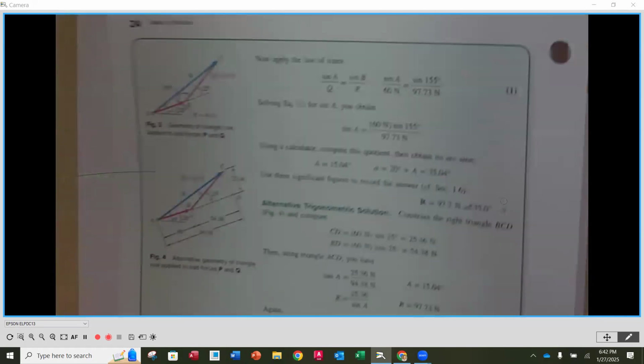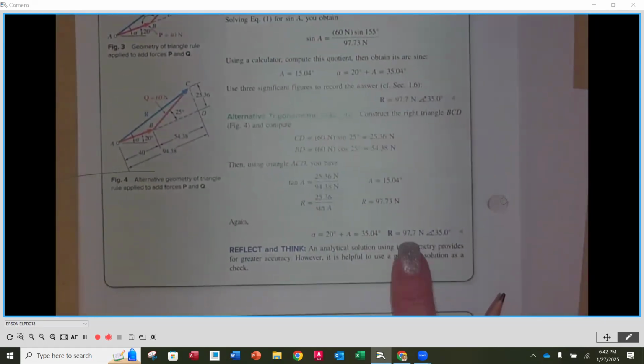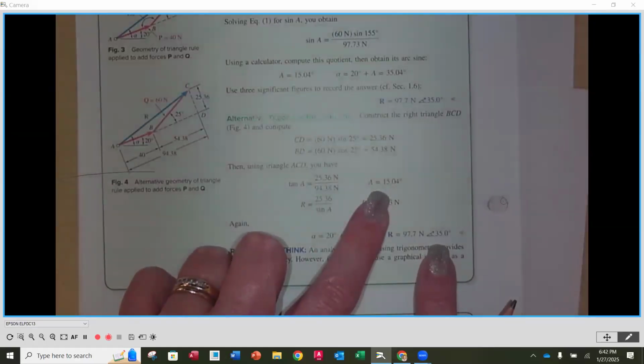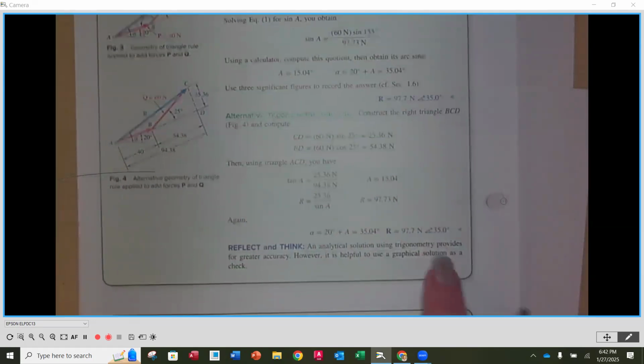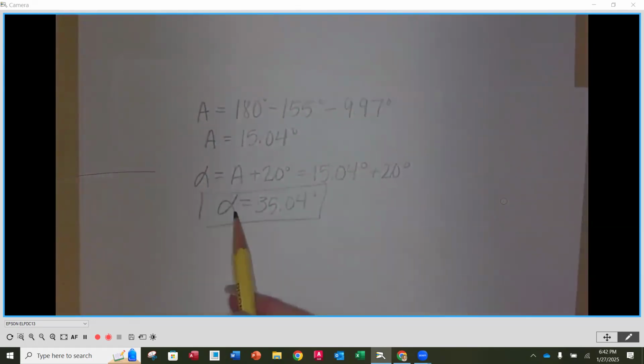And if we look at our final answer down here, our resultant is a magnitude of 97.7, which we had calculated earlier. And then its angle, because it did that same angle, 15.04 for A, is 35. They just rounded to 35 degrees. Okay, which is, we had 35.04. All right. Okay, so box around your final answer.